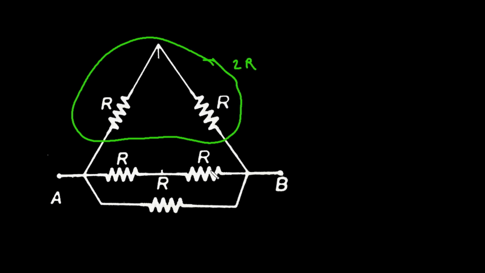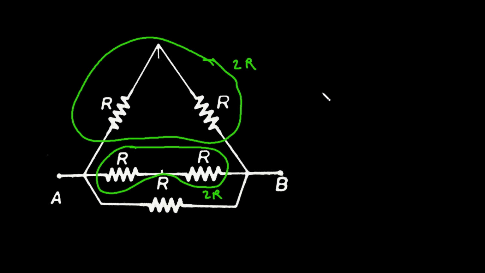And here also these two resistances are connected in series. So this will become 2R. So here also this will become 2R simply. Now this 2R and this R, they are all connected in parallel.